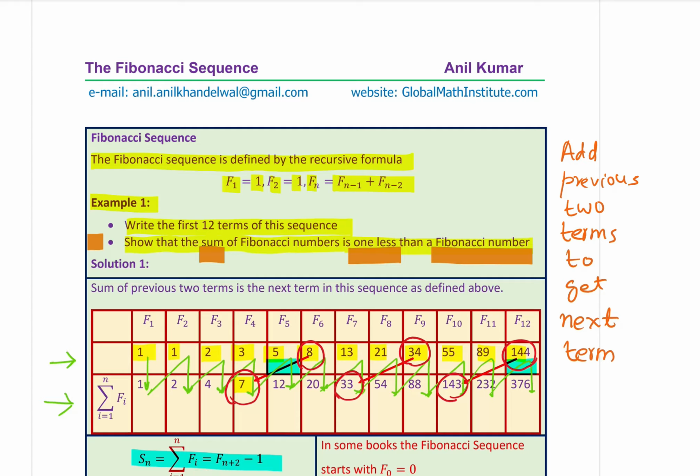Do you understand? So, for example, in this particular case, what we observe is that if I want to find the sum of the first 10 terms, that should be equal to f of 12 minus 1, correct? That is what it is. F of 12, as I was saying, is 144, minus 1 is 143, and that is the sum of the first 10 terms. Do you get an idea, right? The sum is 143, right?